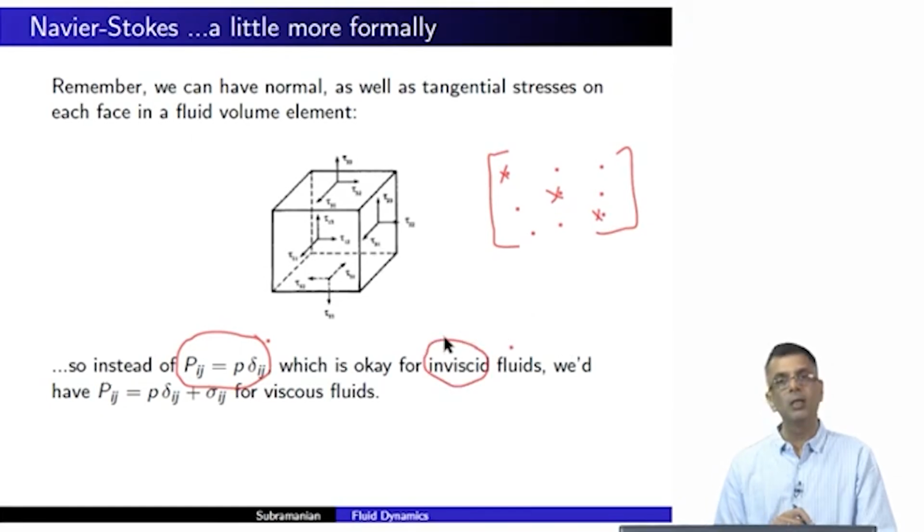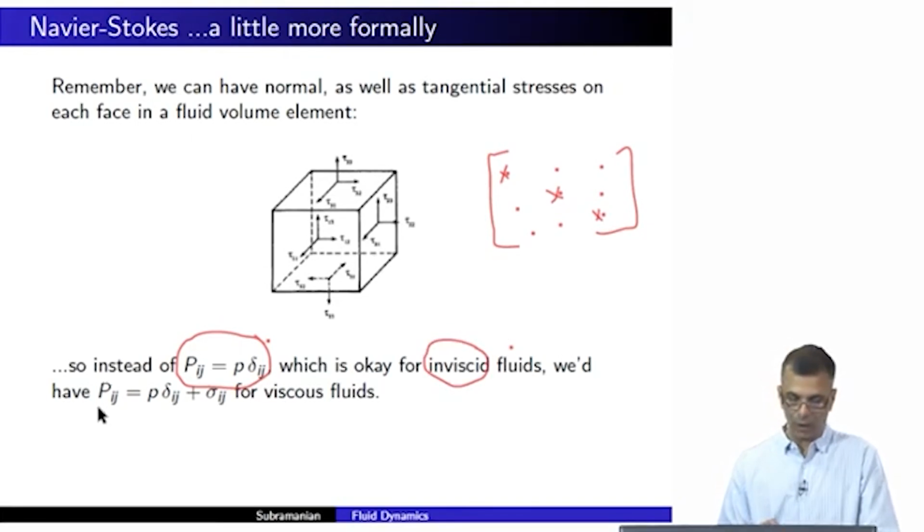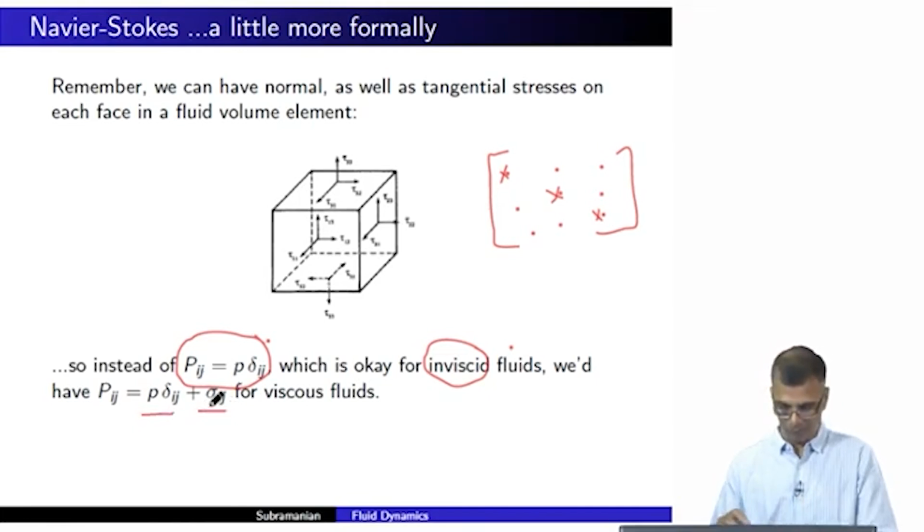but in general, that's not always true. You have a pressure tensor, so you have the diagonal elements as they were before, plus on top of that you have the shear stresses. You have the sigma ij's, right? So let's now see how to go ahead.